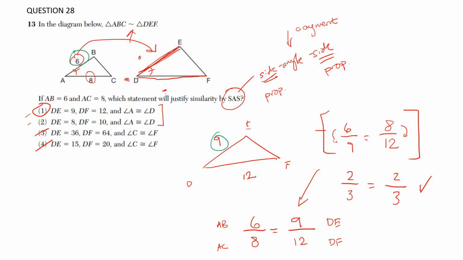Here, I'm just going to be thorough and write which side I was referring to. So this was AB over DE. And then this here was AC over DF.